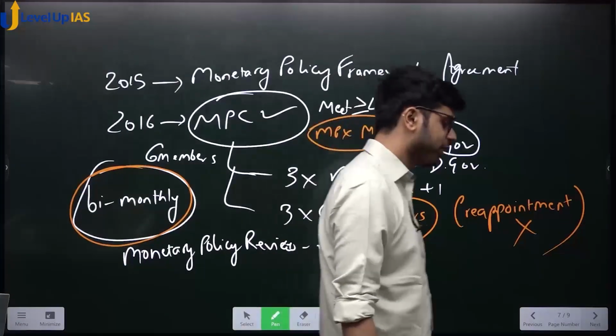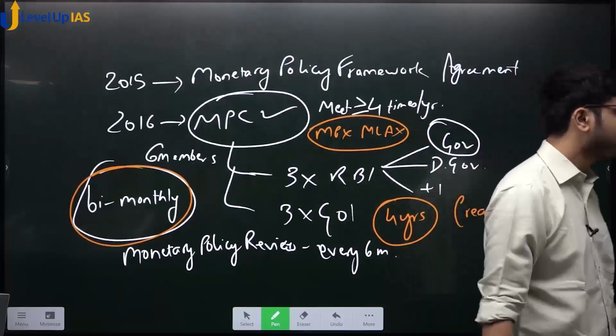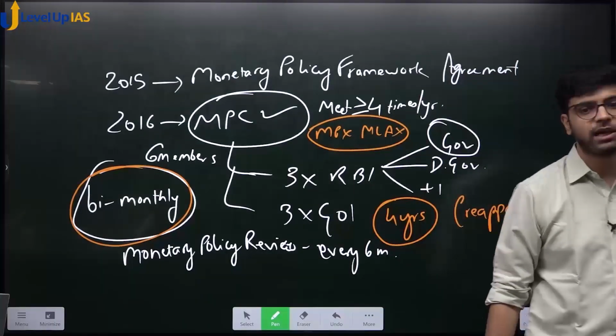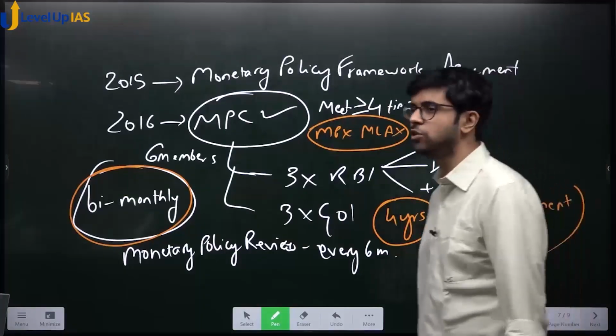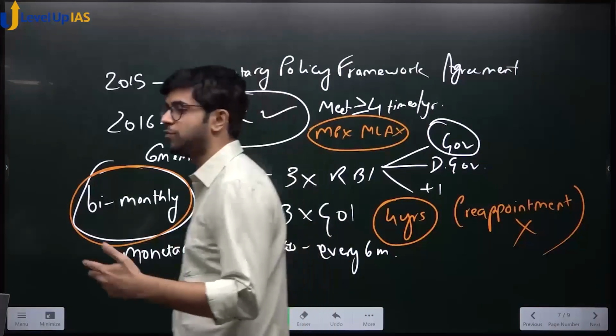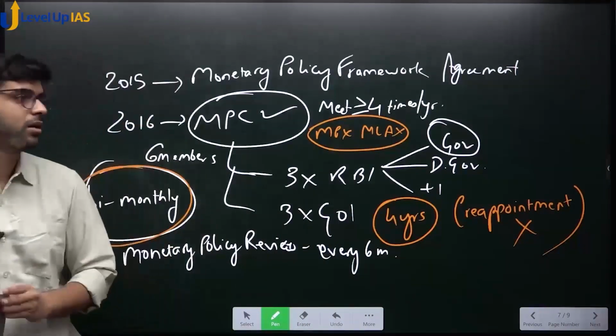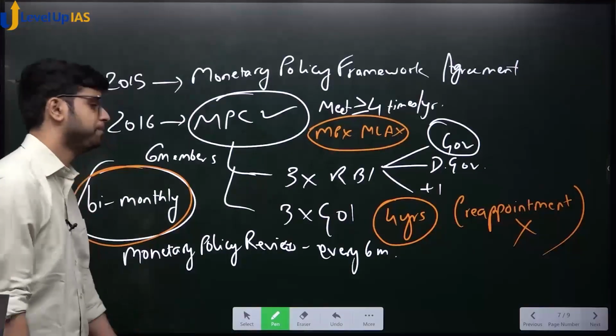In the RBI, two members we know definitively are the governor and the deputy governor in charge of monetary policy. Deputy governors are also given roles. The one who is in charge of monetary policy will be attending the monetary policy committee.